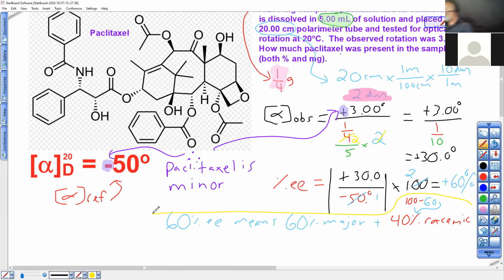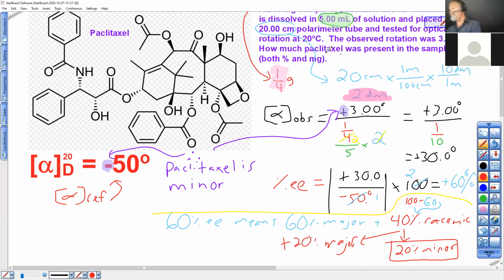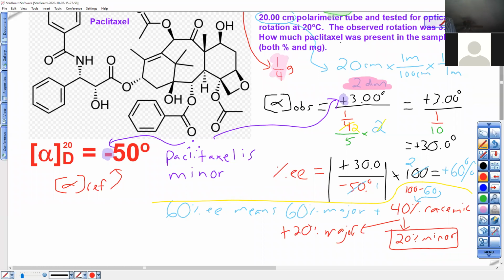Okay, what does racemic mean? 50-50 major minor. 20% minor plus 20% more major. There's your 80% major, which I don't care about in this question. Why do I only care about this one? Paclitaxel's minor. I need to know how much paclitaxel is present. And now you're cringing because you're still not allowed to use your calculator. Never. How do you do 20% of the total?